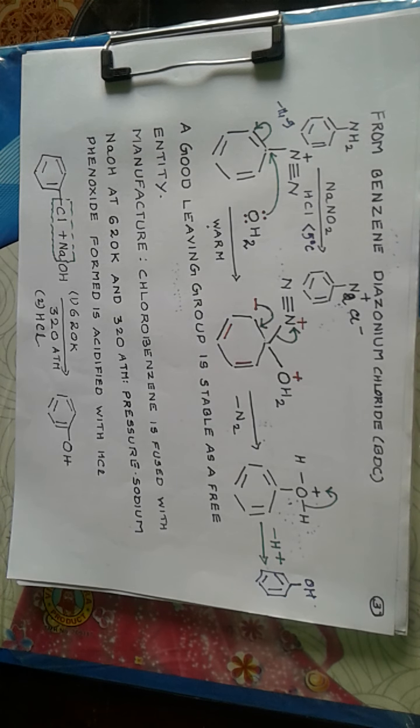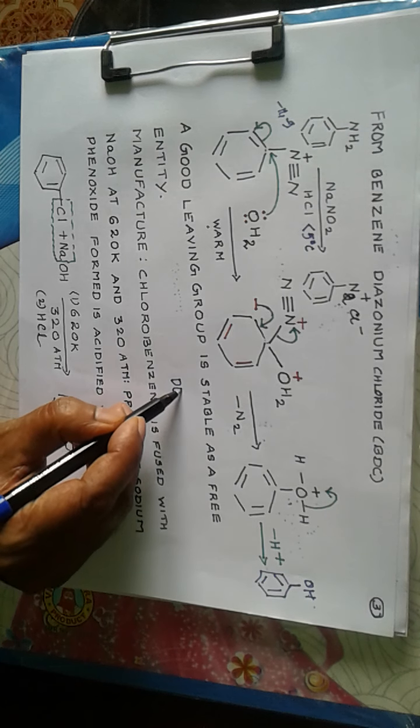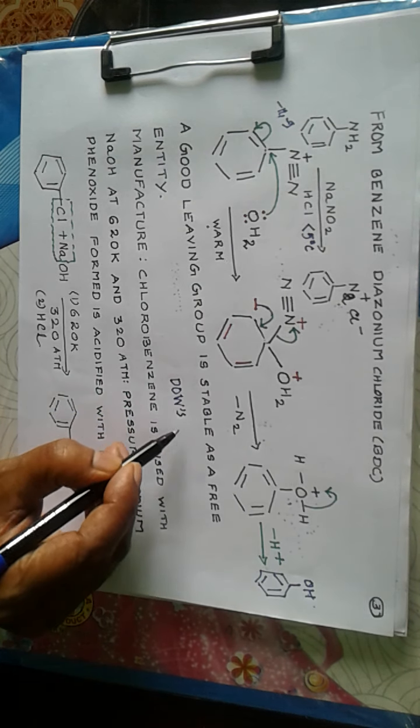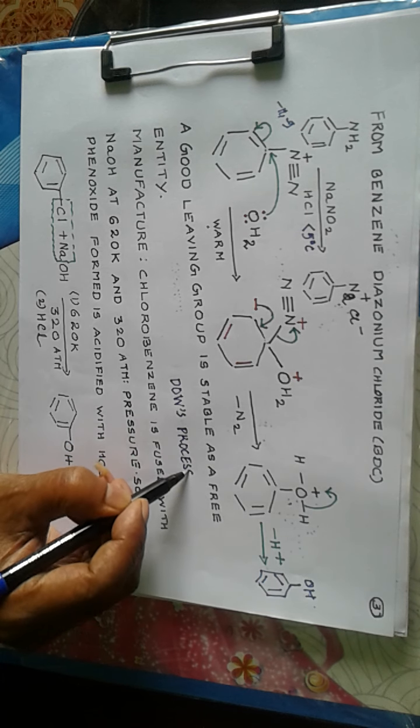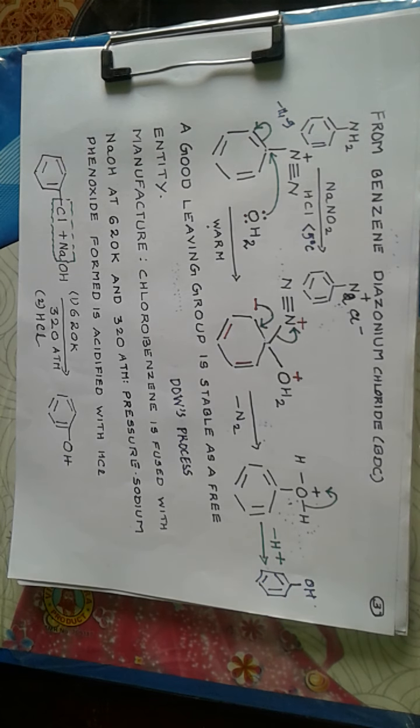Then the manufacture of phenol, there are two methods, and one method is called Dow's process. Dow's process, we have seen earlier, that is chlorobenzene is treated with sodium hydroxide. Extreme conditions are used. Fused sodium hydroxide at 620 Kelvin and 320 atmospheres of pressure.